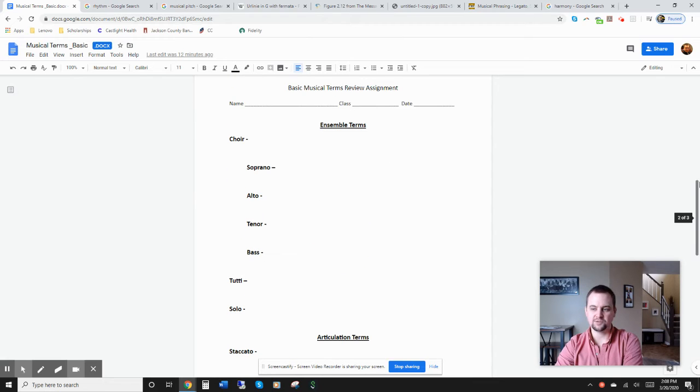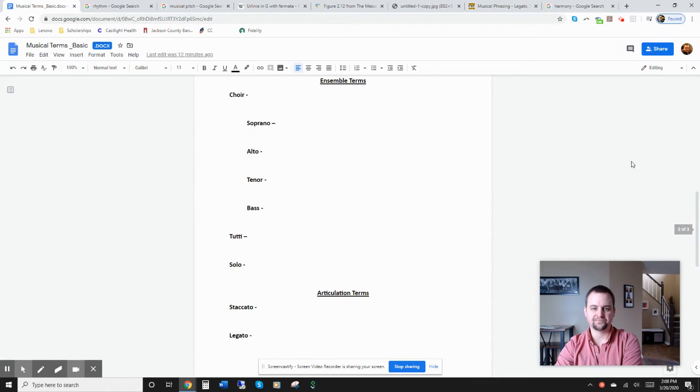Okay, ensemble terms, we can rifle through these pretty quick. A choir is an ensemble of singers, a musical ensemble of singers. Of course, you are musicians, and I prefer that word over just singers because I think it implies a lot more of musicality, a lot more musical independence. You are vocal musicians, but a musical ensemble of singers or musical ensemble of vocal musicians, however you want to do it.